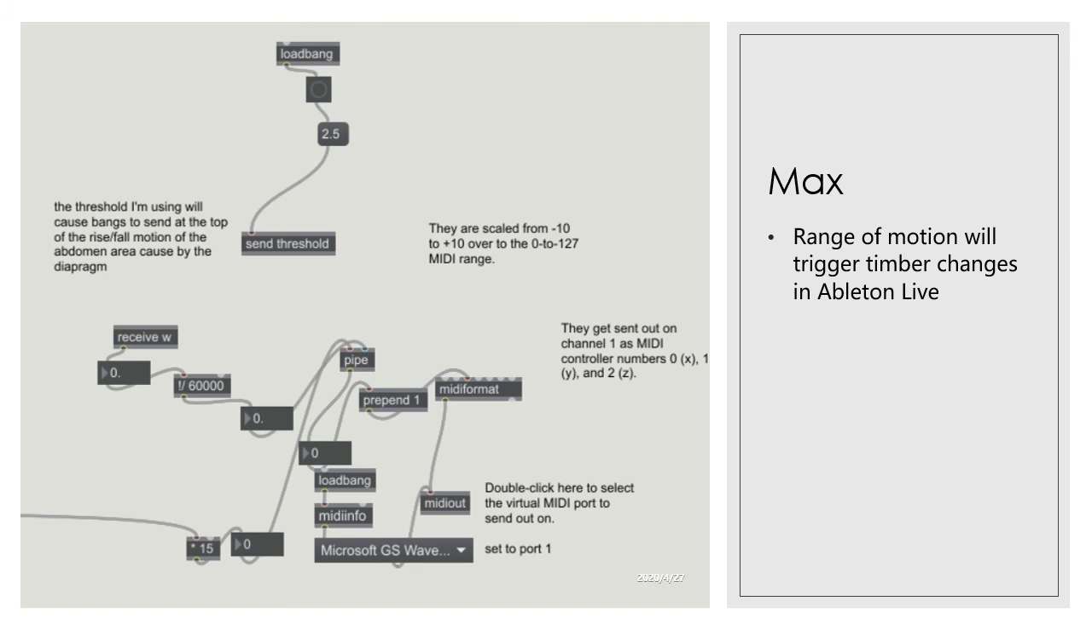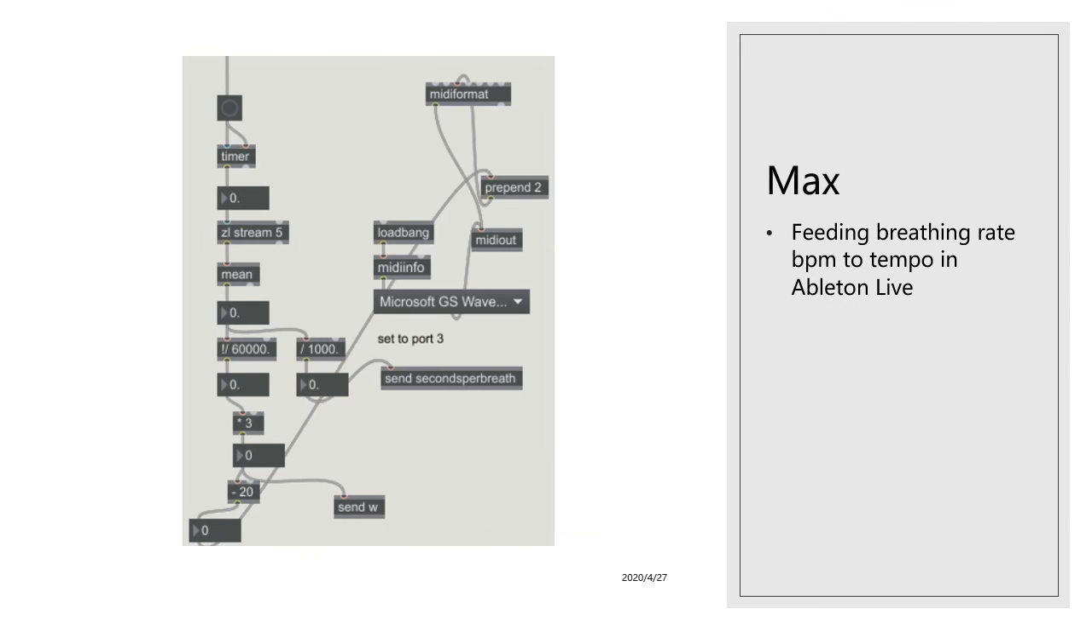Also, because we have the accelerometer data, we can detect the range of motion, the range of our movement. This intensity of our movement will be translated into a number that will trigger timbre changes in Ableton Live. Also, the breathing rate that we have calculated will be mapped to the tempo in Ableton Live.